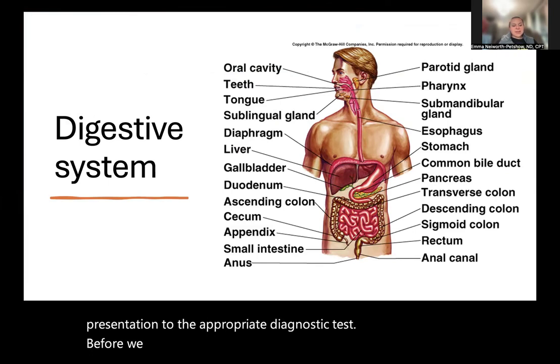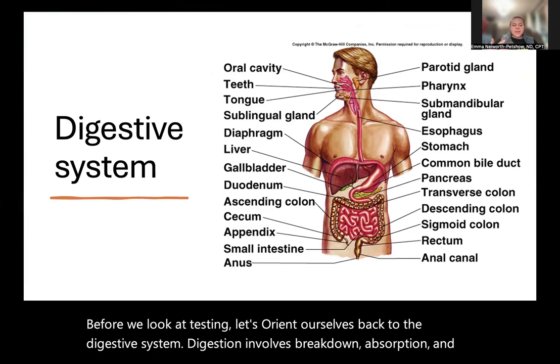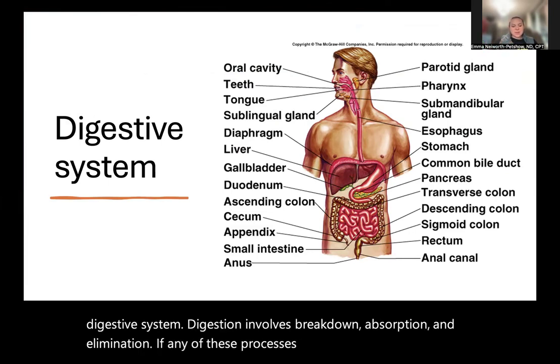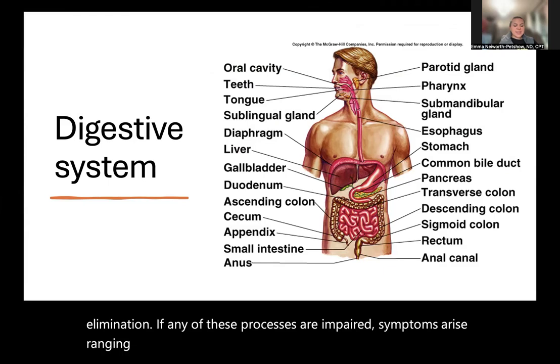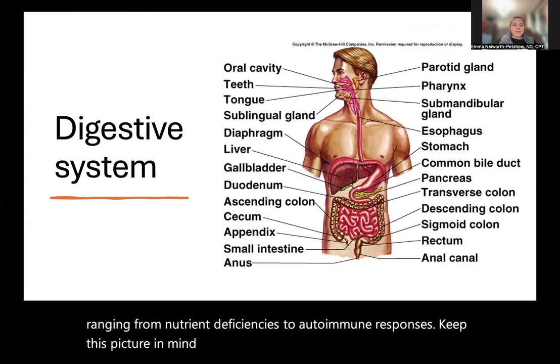Before we look at testing, let's orient ourselves back to the digestive system. Digestion involves breakdown, absorption, and elimination. If any of these processes are impaired, symptoms arise ranging from nutrient deficiencies to autoimmune responses. Keep this picture in mind as you go throughout these tests today.